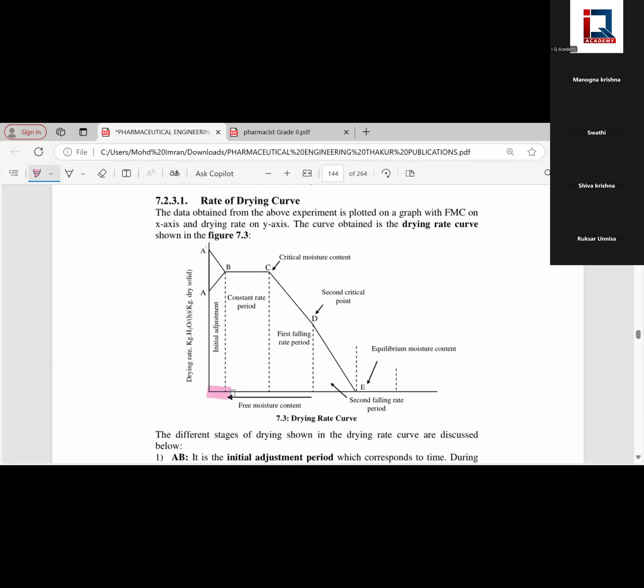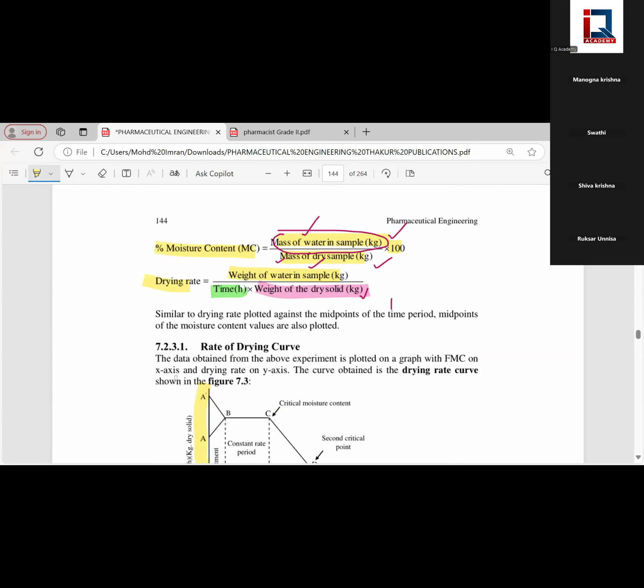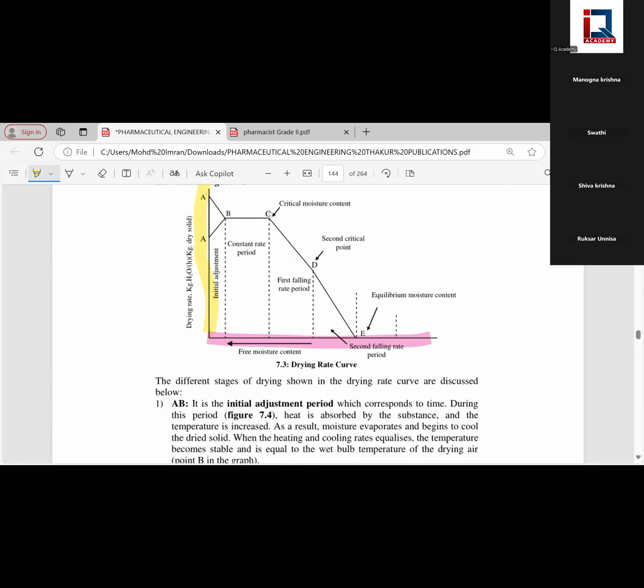What are we taking on the x-axis? Free moisture content. What are we taking on the y-axis? Drying rate. So free moisture content and drying rate, both formulas we have, right? So we'll get a graph in this fashion. And what does this graph mean?